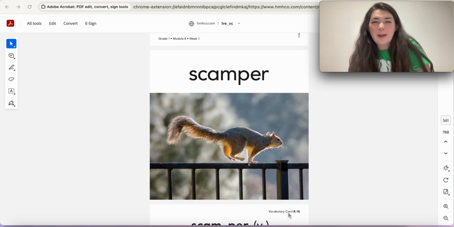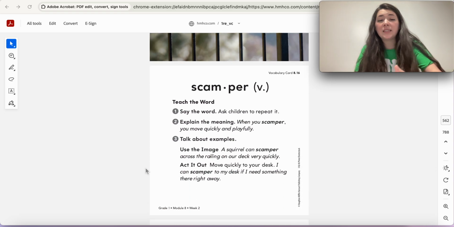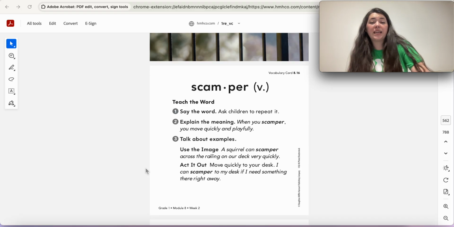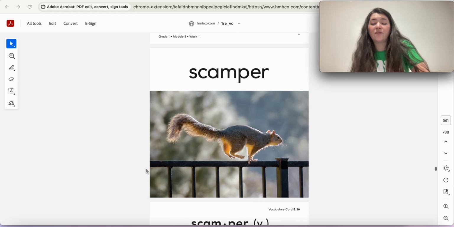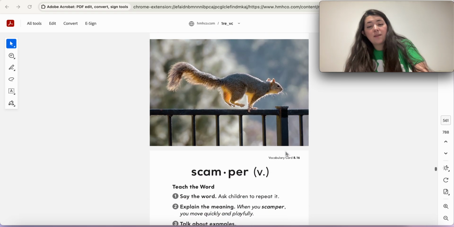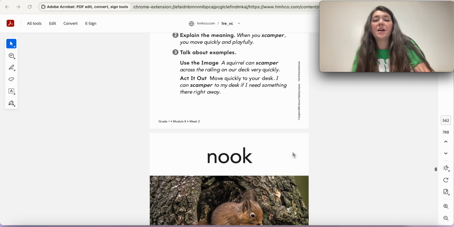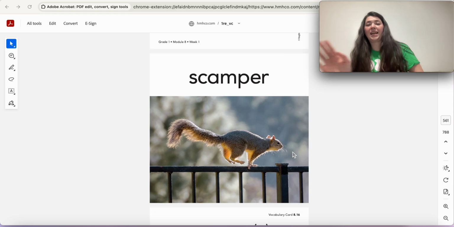So we're going to start with our vocabulary first. Our first word is scamper. Say scamper. Very good. Scamper is a verb or an action word. When you scamper, you move quickly and playfully. So, for example, a squirrel can scamper across the railing on our deck very quickly. So he is scampering, or moving very quickly or playfully, across this railing. Scamper.